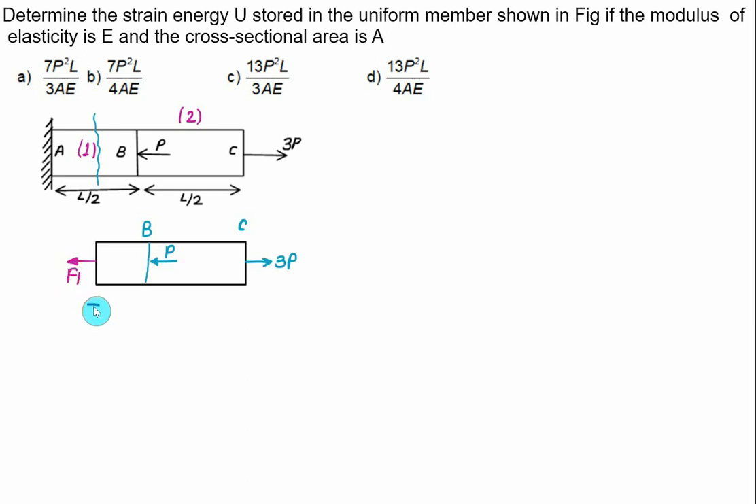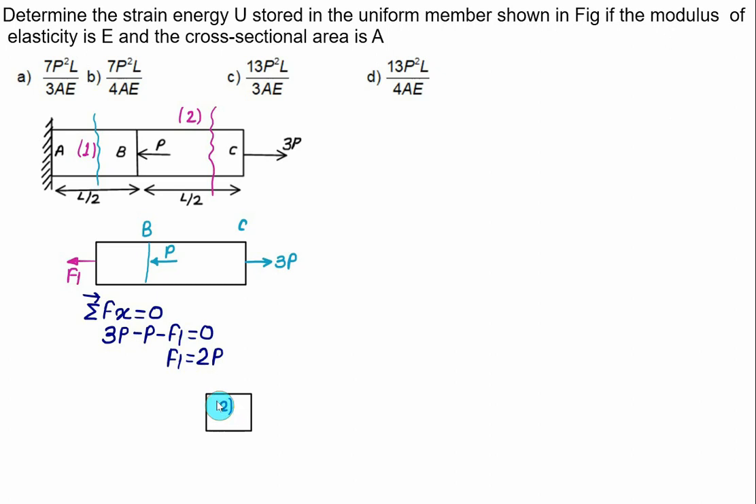To find the value of F1, we'll apply the equilibrium condition, that is sigma Fx must equal 0. In this case, the 3P is a positive force, P is a negative value, and F1 is also a negative value. So we'll get F1 equal to 3P minus P, that will be equal to 2 times P. To find the force in member 2, we'll cut at this section. So this one is member 2.